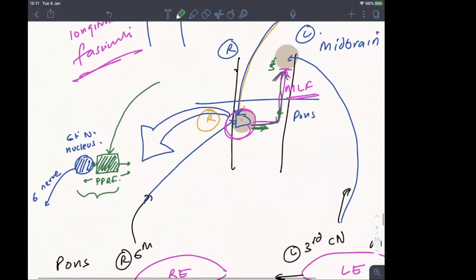Okay, so yeah, that's the concept of PPRF and 6th cranial nerve. But for all functional purposes, PPRF and 6th cranial nerve act together. So if you want to think about it that way, your left brain will act on your right 6th cranial nerve, and your right 6th cranial nerve will tell your left 3rd cranial nerve. And if you look closely at your right 6th cranial nerve, it is divided into PPRF and the actual 6th cranial nerve nucleus. But they are so close together, they act as one functional unit.